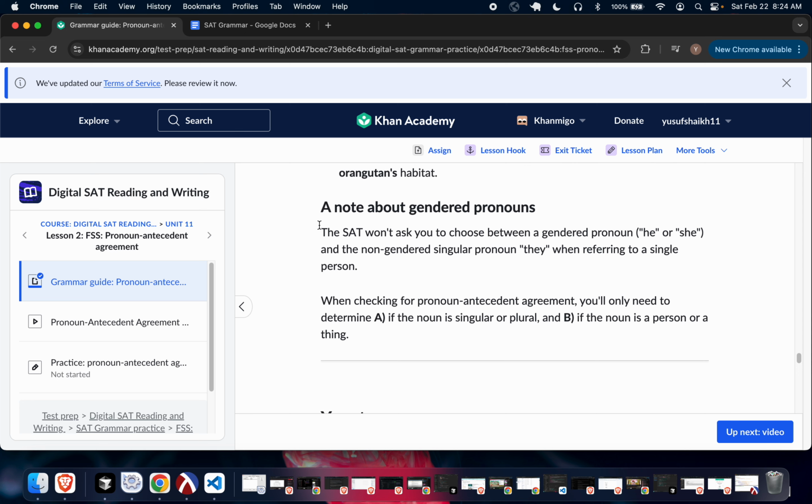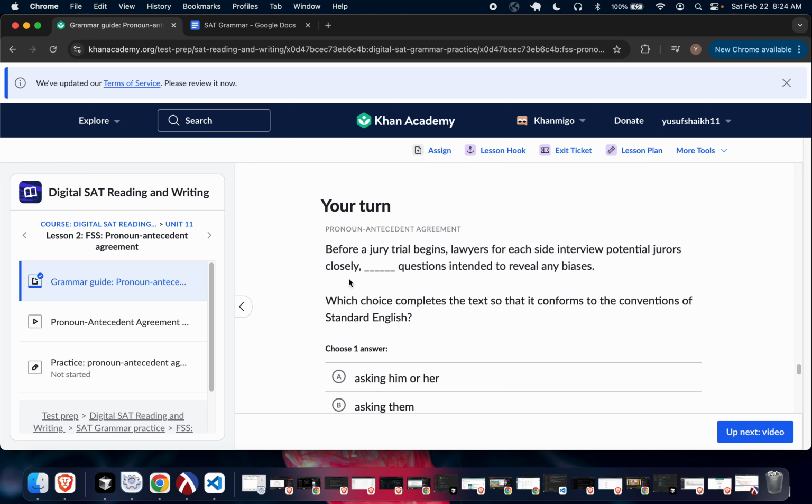Okay. A note about gendered pronouns: the SAT won't ask you to choose between a gendered pronoun, like he or she, and the non-gendered singular pronoun they when referring to a single person. When checking for pronoun antecedent agreement, you'll only need to determine A, if the noun is singular or plural, and B, if the noun is a person or thing. So you won't have to worry about gender or anything. So let's look at these example problems.